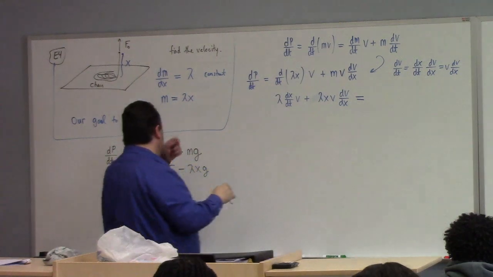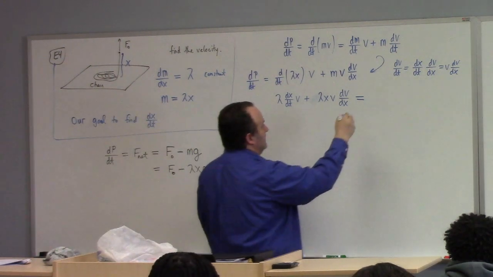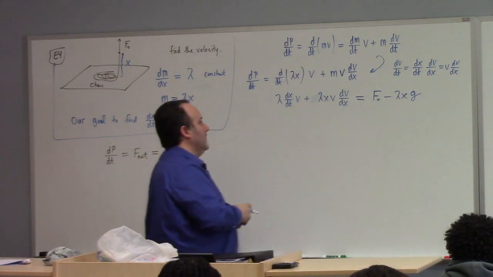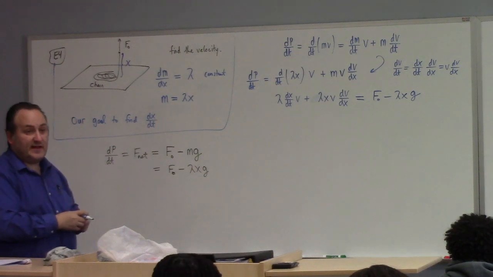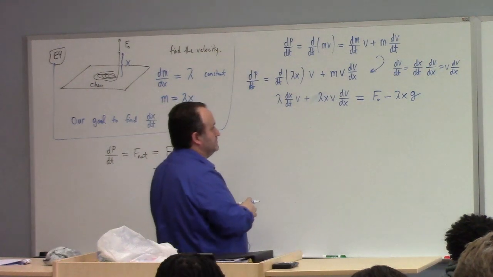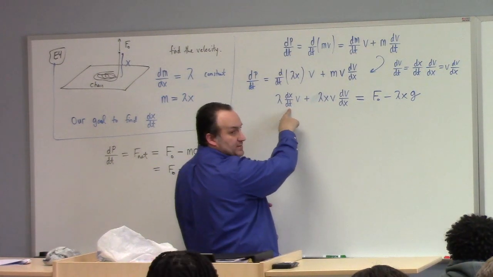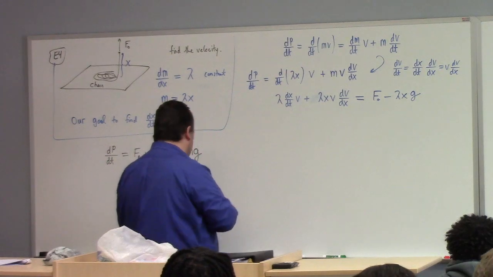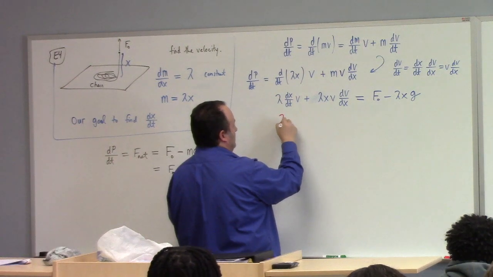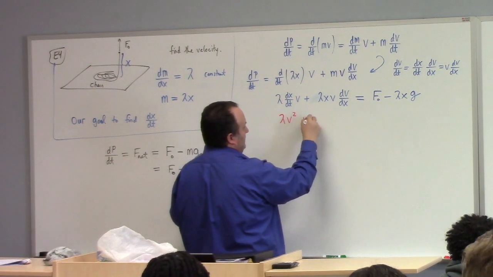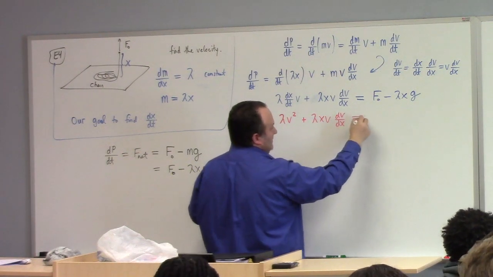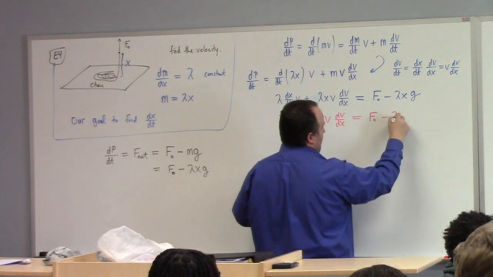This, of course, is dp/dt, but that's equal to f naught minus lambda xg, right? But what's dx/dt? This is v again, right? dx/dt is v. So what do we got? What are we up against here? Looks like we're up against lambda v squared plus lambda xv dv/dx equals f naught minus lambda xg.